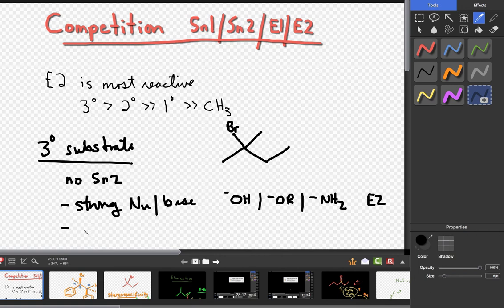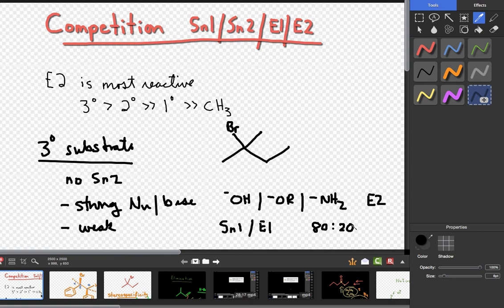If, however, the nucleophile is weak, there is going to be significant competition between the Sn1 mechanism and the E1 mechanism. Typically, this is going to be in a ratio of about 80% to about 20%. Sn1 and E1 do not discriminate very well. So if I have a strong nucleophile or base, it's E2.